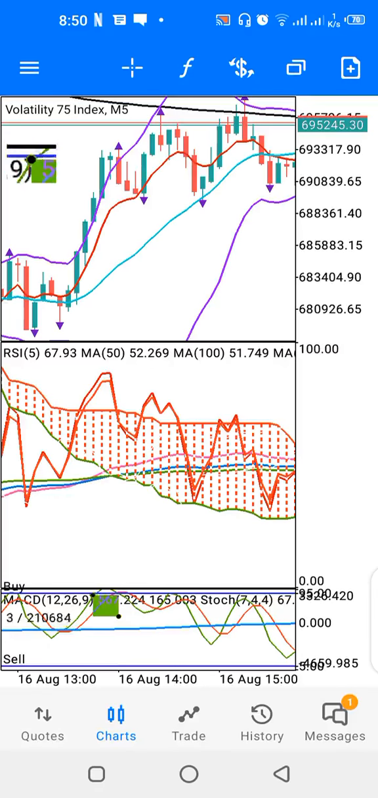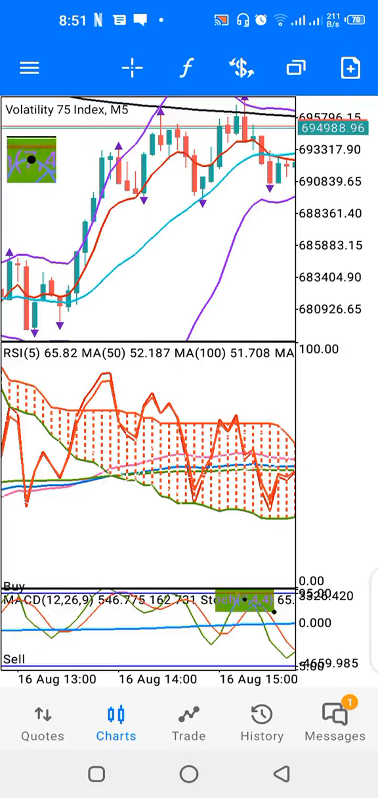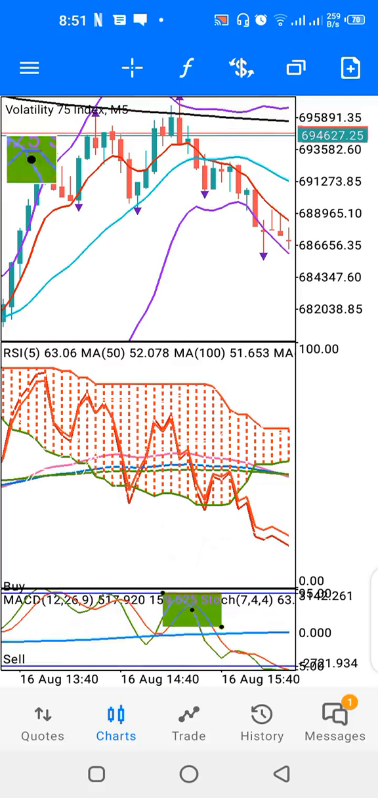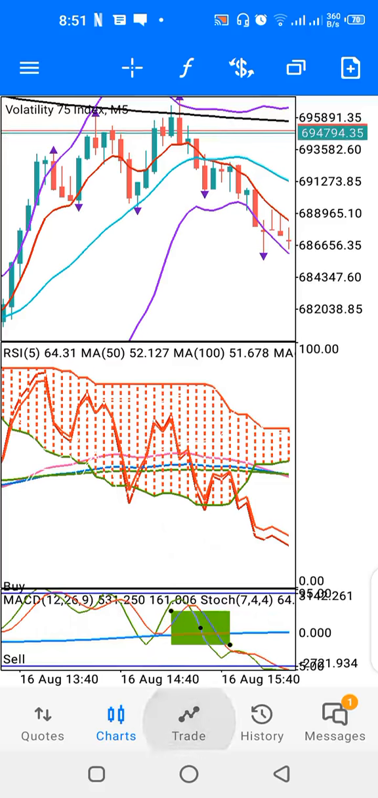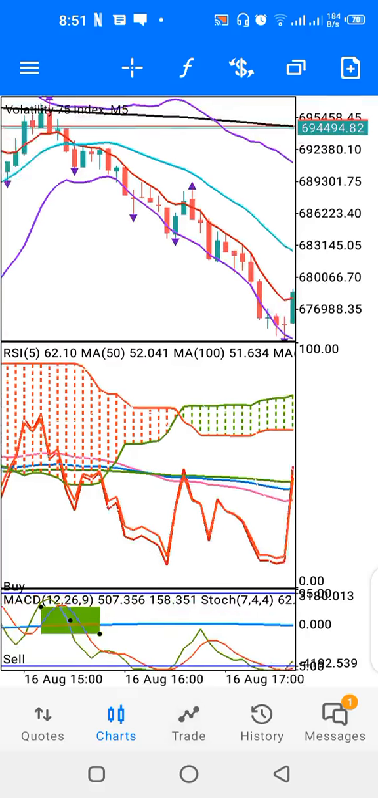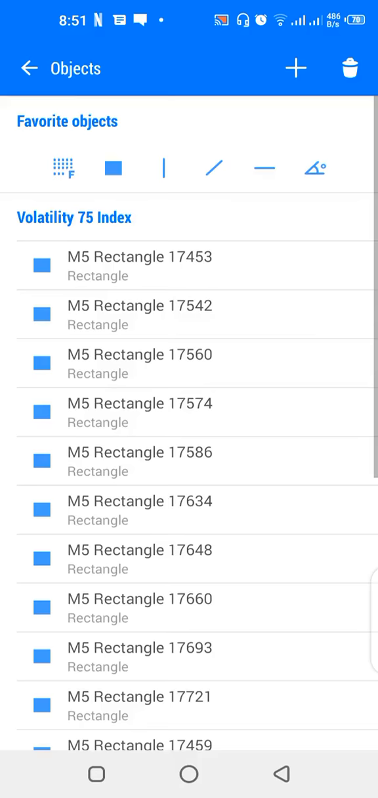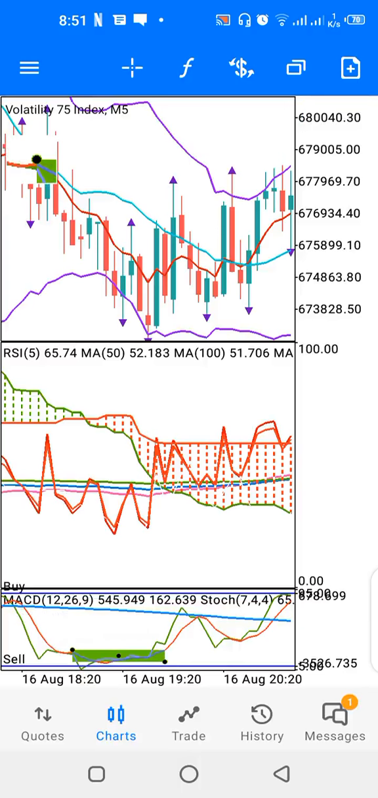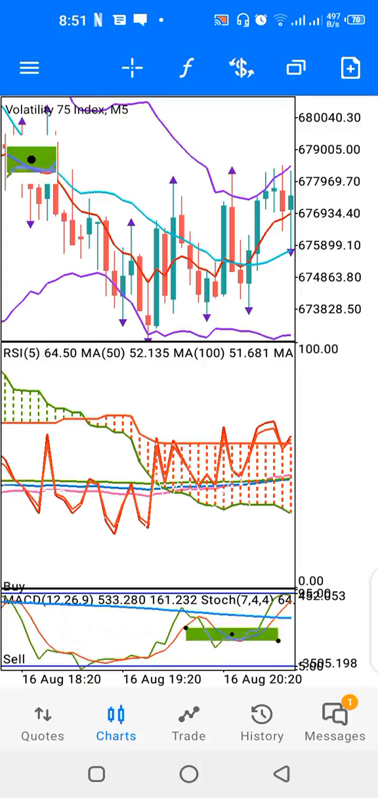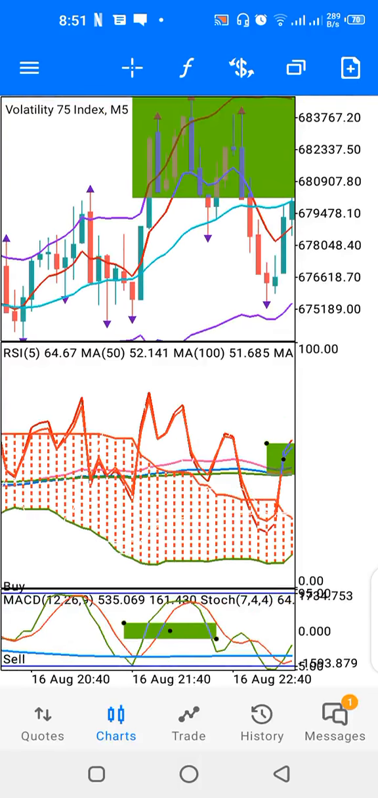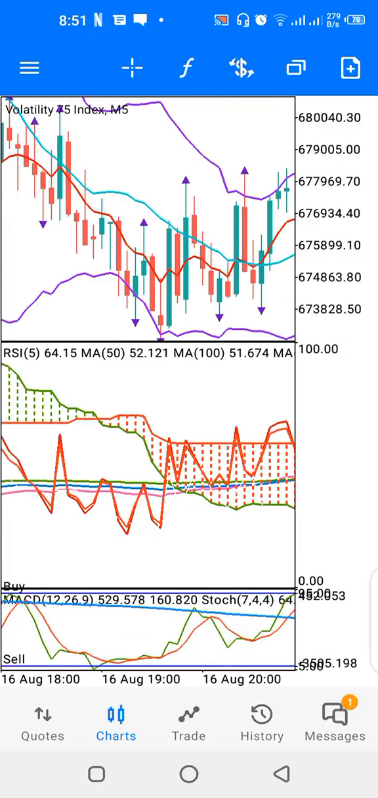For a sell signal, the green and the red lines touch the 95 level and start to drop and cross over the blue indicator line. That's a sell signal. So the reverse is the case for a buy signal. You can see it dropping to the 5 level and then rising up to cross above the blue indicator line. So that's for a buy signal.